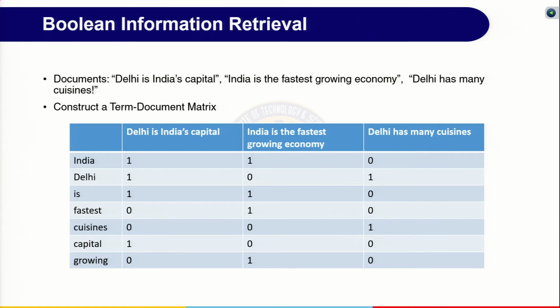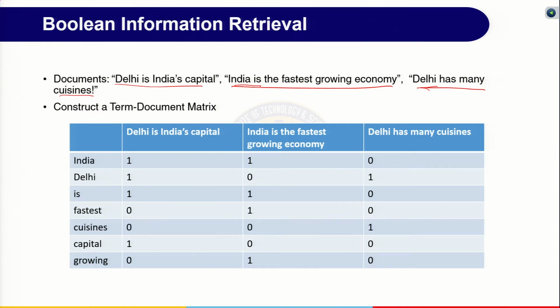Let us look at a very basic system of information retrieval, which we call Boolean information retrieval. Let's say there are 3 documents and each document has only one sentence. It's a very simple example. Most often we have multiple sentences. So here we have 3 sentences. The first sentence says Delhi is India's capital. The second one says India is the fastest growing economy. And the third one says Delhi has many cuisines.